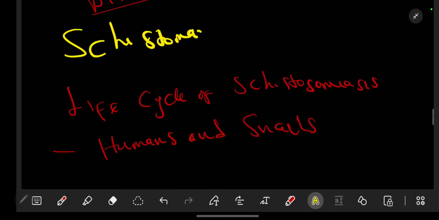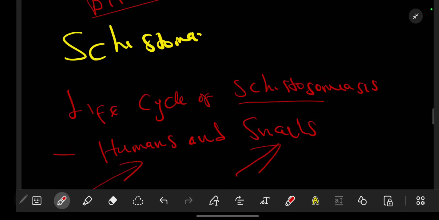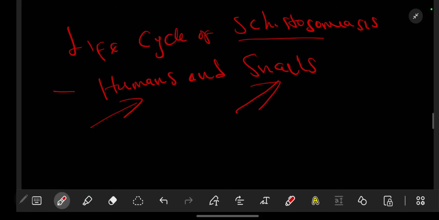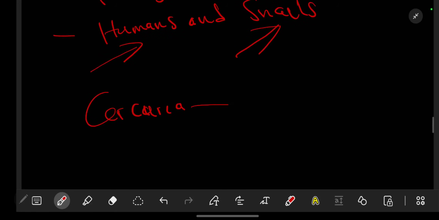Now we are going to be looking at the life cycle. The two hosts that Schistosomiasis has are the humans and the snails. We are going to be looking at the stages, or rather how the process goes. The first thing is that the Cercaria will be released by the snail. Then after that, Cercaria will penetrate the skin. After it penetrates the skin, it loses its tail. Then it will be called Schistosomulae.